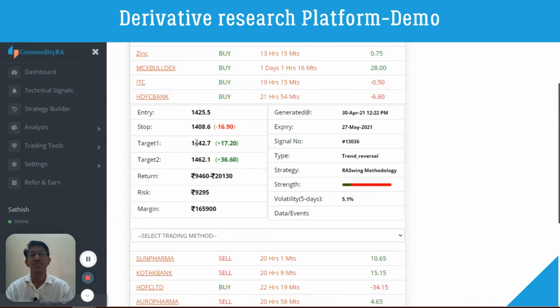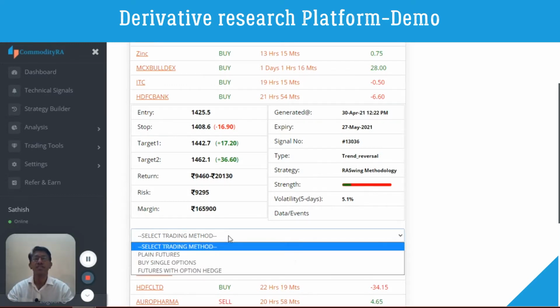Then there are the first target and second target. Return is how much money you can make for one lot if you hit target 1. And if you hit target 2, this is how much money you make for one lot. Risk is the money you may lose if you hit the stop loss for one lot. Margin is the amount required to place one lot of the futures contract.